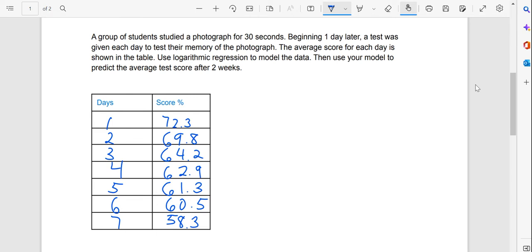Next example, we have a group of students who studied a photograph for 30 seconds. Beginning one day later, a test was given each day to test their memory of the photograph. The average score each day is shown in the table. Use logarithmic regression to model the data. A little hint also, please make sure you read the problem, okay? It'll tell you what regression to use. There are problems in the book where it's like, guess which one's best? I'm not going to do that to you. It's going to straight up say, and then you're going to type it in, and voila.